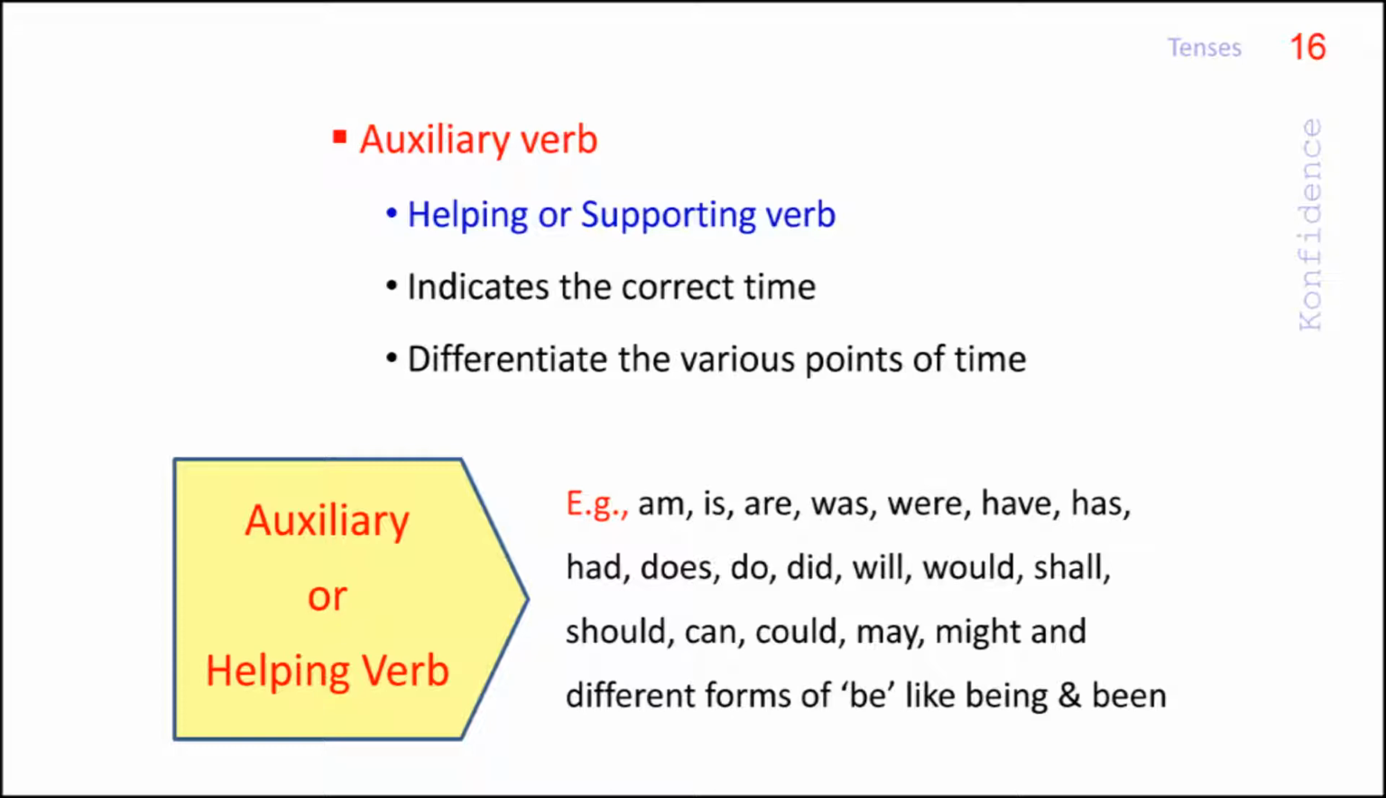They are am, is, are, was, were, have, has, had, does, do, did, will, would, shall, should, can, could, may, might, and different forms of be like being and been.